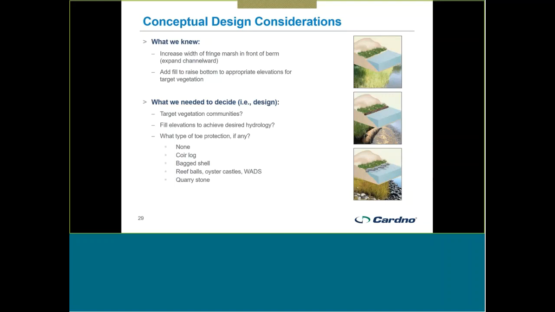And then that led to a couple of questions, and this helped inform our design process. What are the species that we're trying to grow there? What's going to be the plant material for our living shoreline? We knew that based on the surrounding environment. In this case, it was salt marsh. How high do we need to fill? What elevations do we need to achieve the hydrology that will support the species that we want to plant there? And then most importantly, I think, for this design, what kind of toe protection did we want, if any? Our choices really were nothing, coir logs, bag shells, reef substrate, or quarry stone.